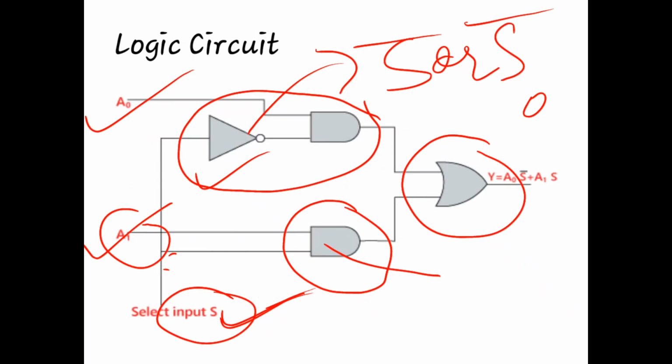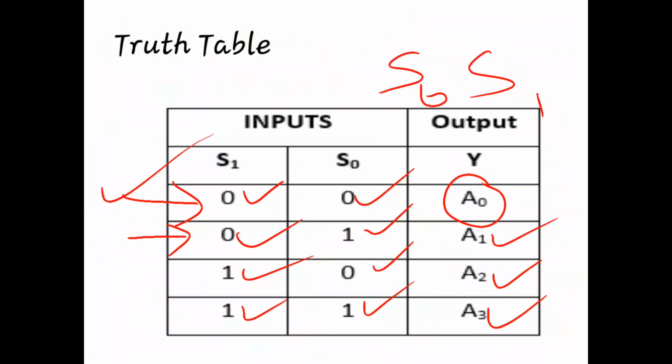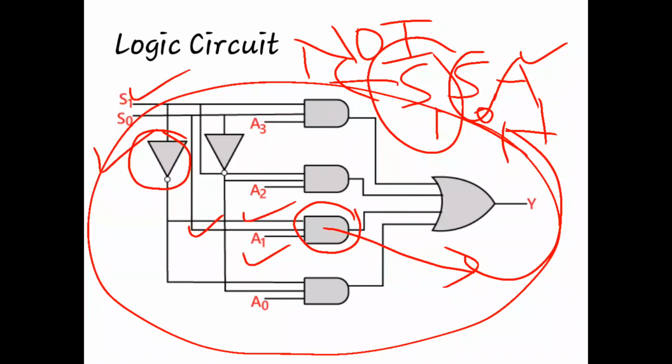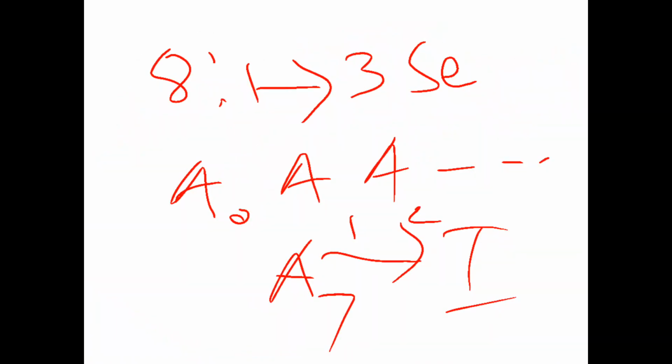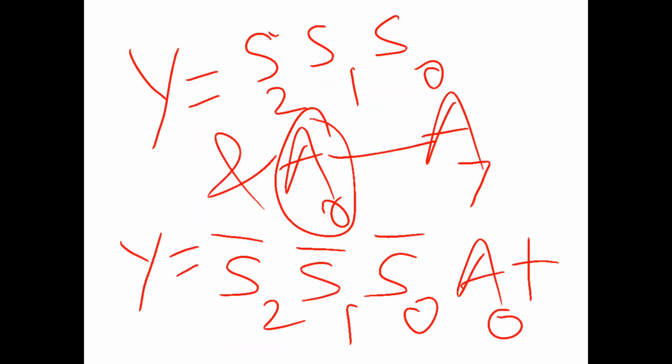So I hope with this approach one can also design a 16 by 1 multiplexer. In that 16 by 1 multiplexer, we will have 4 selection lines and 16 input lines. So depending upon those 16 input lines, we will have one output line. It's all about the multiplexers. Thank you.